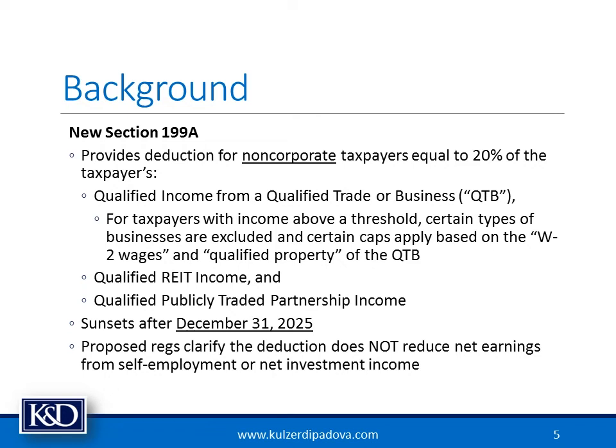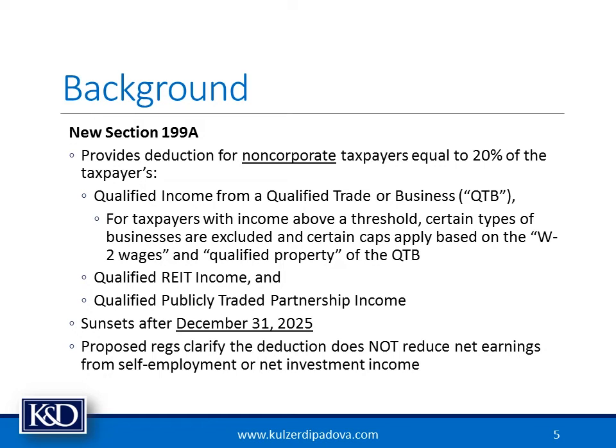The Tax Reform Act added new Section 199A to the Internal Revenue Code. 199A provides a deduction for non-corporate taxpayers. The deduction is available to individuals, and it's for qualified income, meaning income from a qualified trade or business. Qualified trades or businesses are pass-through entities, so sole proprietorship, S corporation, LLC, partnership, and so forth, and pretty much any business other than a C corporation.